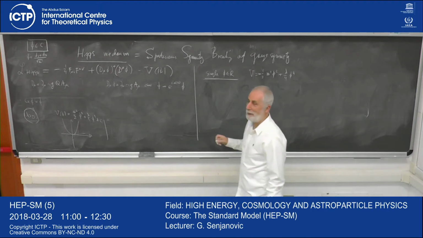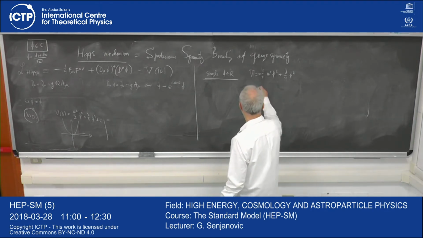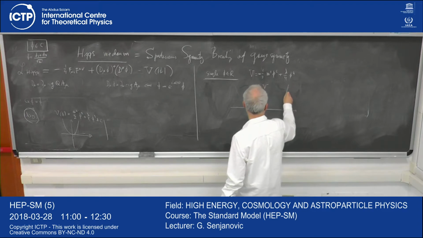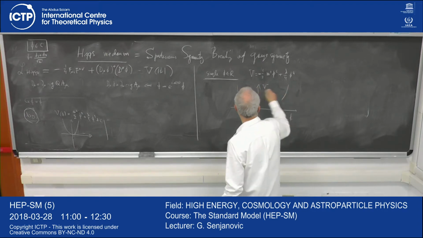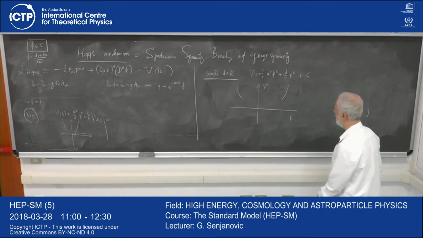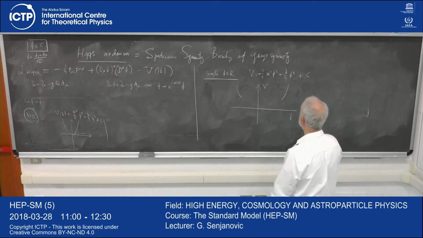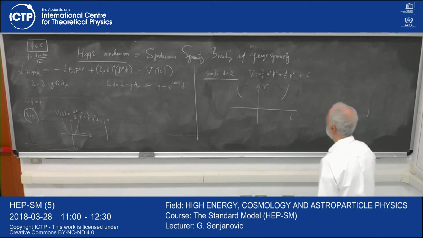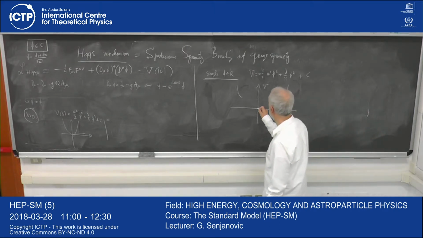So how would this potential look? Let's draw it. V of phi. For large values of phi, it goes like this. I'm going to add a constant, so I want to touch here. Who cares? Then what happens at phi equals 0?